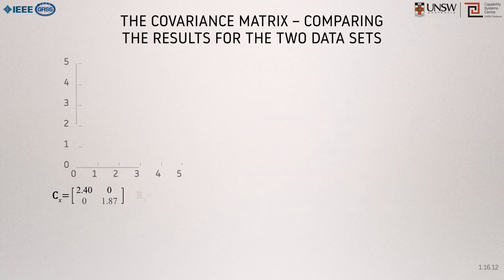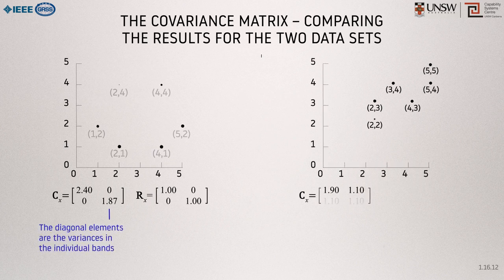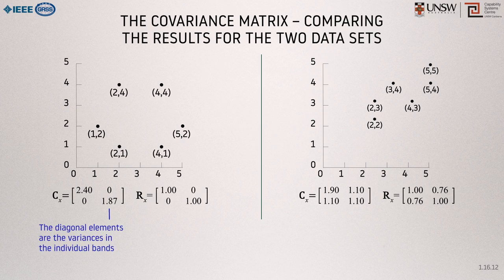Here are the two datasets compared, including their covariance and correlation matrices. Note that the correlation matrices always have 1 for all of their diagonal entries. You can see why that is the case from the definition of the previous slide. It tells us that the pixel brightness values in a given band are fully correlated with themselves.